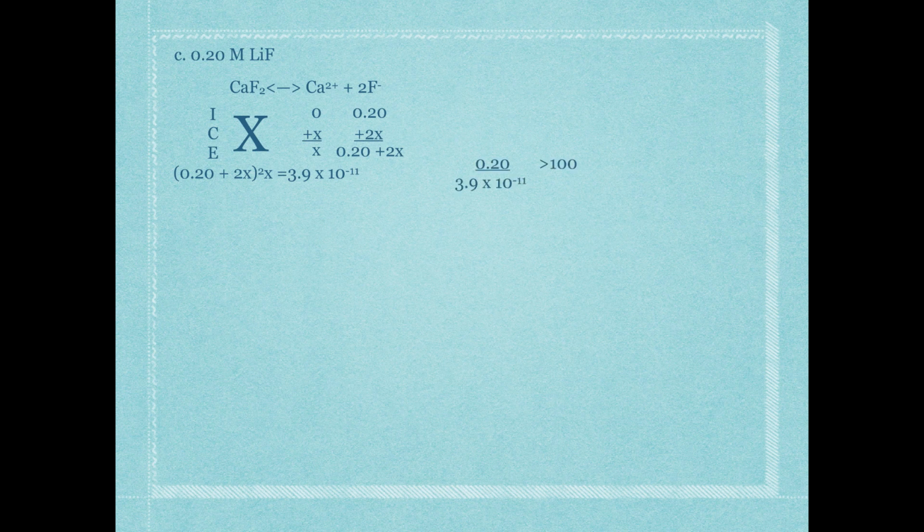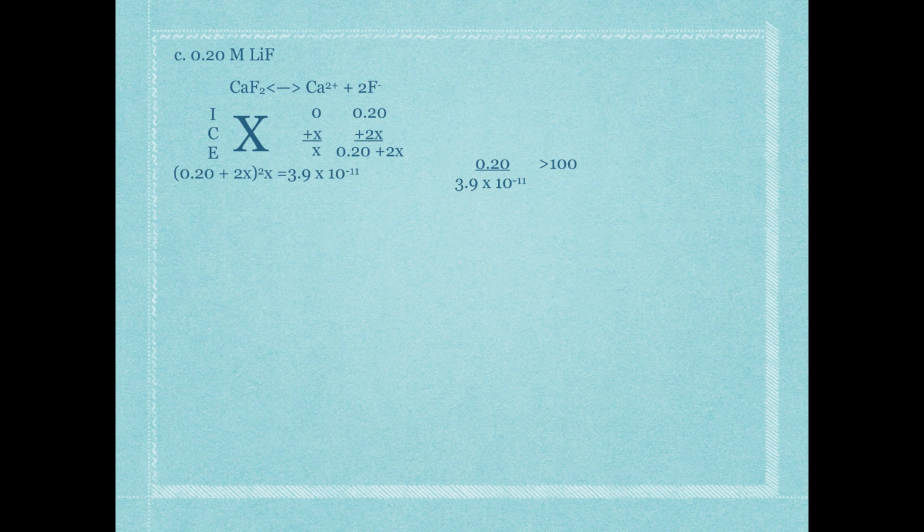Now I'm going to be dissolving it in lithium fluoride. So I have the same dissociation reaction. My initial concentration of calcium ions is 0. Initial concentration of fluoride ions is 0.20, plus X, plus 2X, and so you get X and 0.20 plus 2X. Now I need to take the 0.20 plus 2X and square it, and then multiply that by X. I'm going to want to use my rule of 100 again. So I note that 0.20 divided by my Ksp is greater than 100.